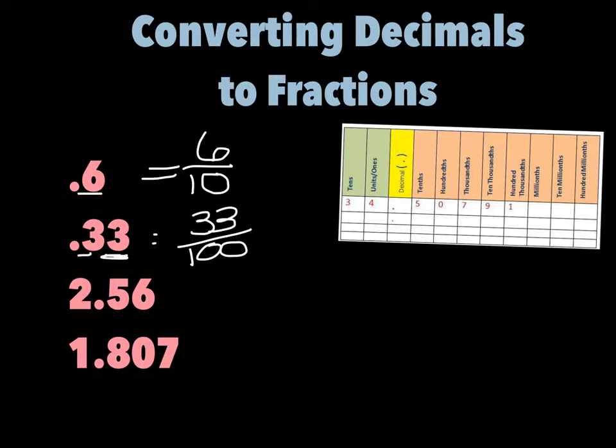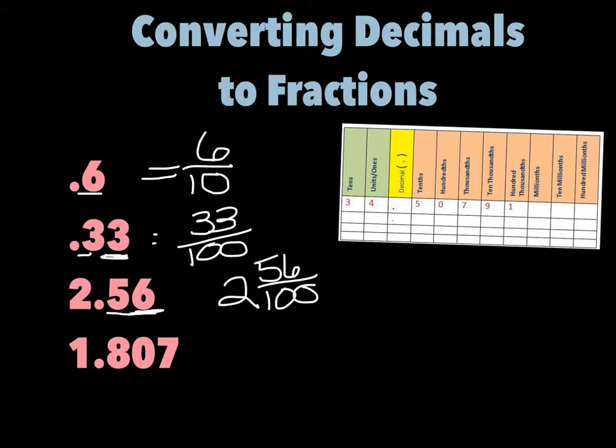This one has a whole number in front. And then it has 56 and it's in that second place away from the decimal. So that'd be 2 and 56 hundredths. So remember, I'm just looking at the place values.